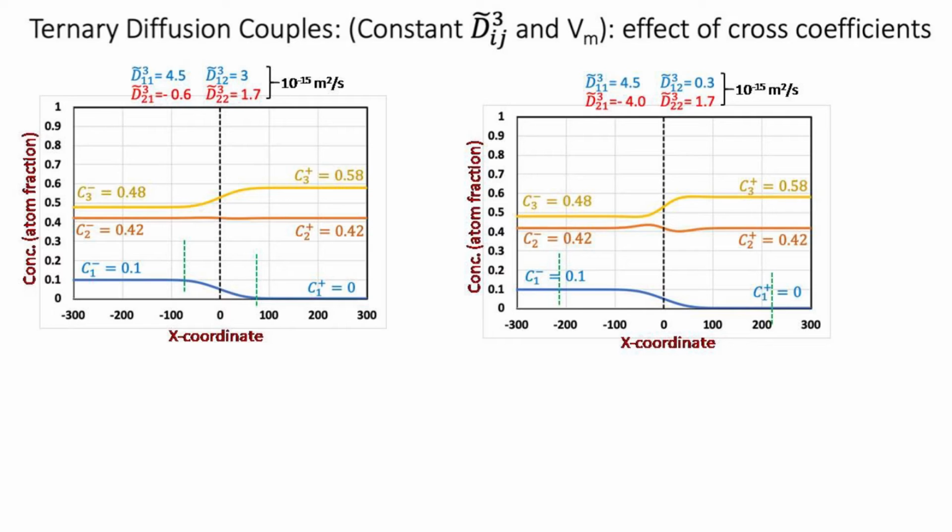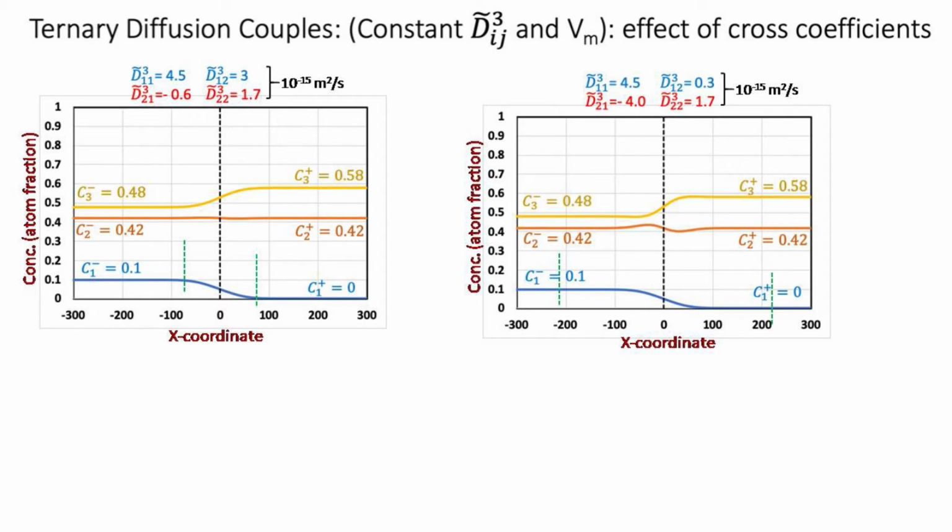But now, since the cross coefficient has considerable magnitude, in fact, the magnitude of cross coefficient here is higher than that for the main coefficient d22 tilde 3, it gives rise to this kind of maximum and minimum in the concentration profile. In other words, component 2 is showing uphill diffusion, because now the interactions are very strong, which is reflected in the large magnitude of d21 tilde 3.